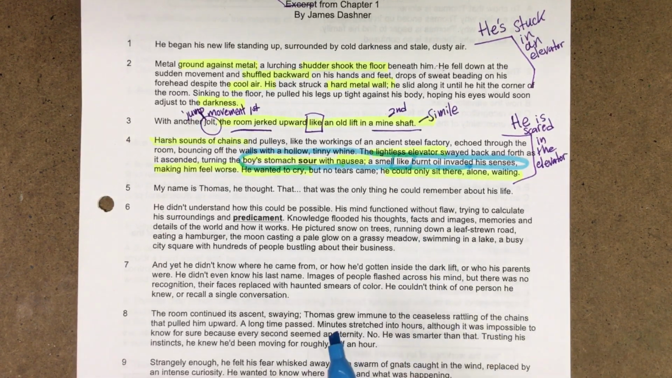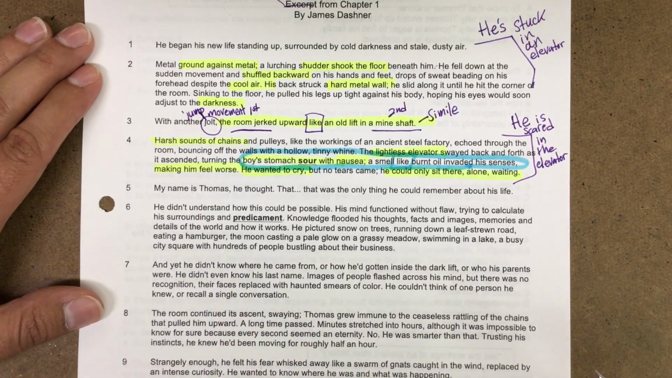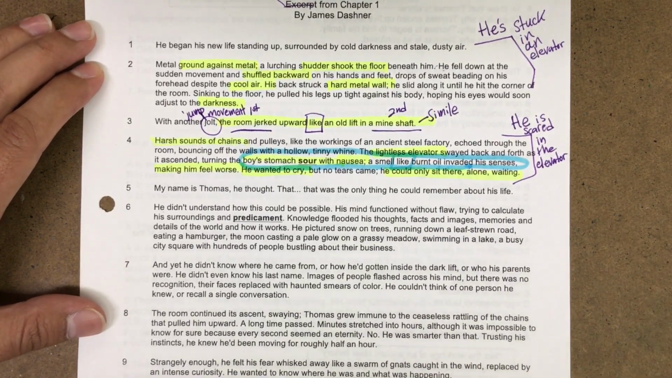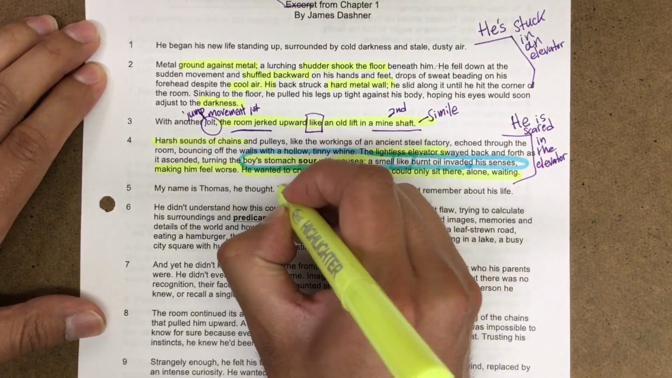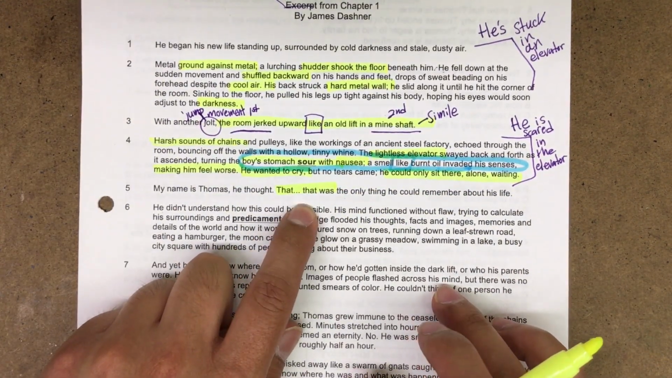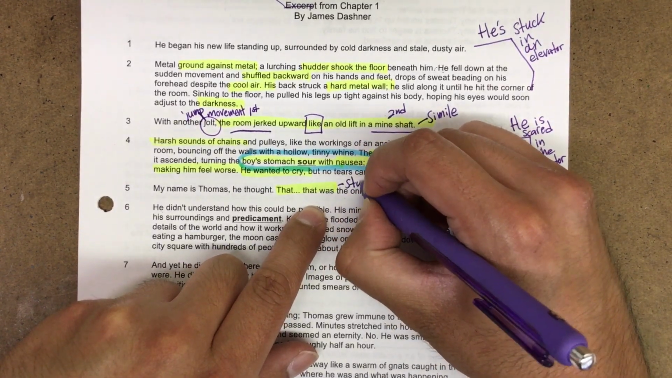So make sure to highlight this with me. What I do, you do. We find out his name in paragraph 5. "My name is Thomas," he thought. That was the only thing he could remember about his life. Now, let's pick up our highlighter. The author included, to repeat that word, that twice, to show that he is stuttering.